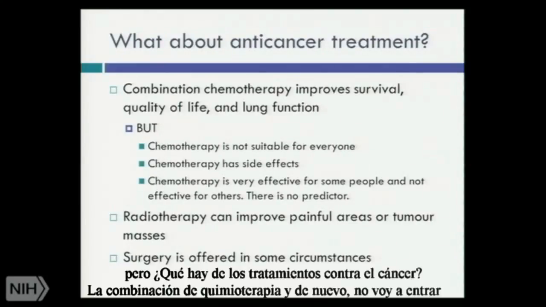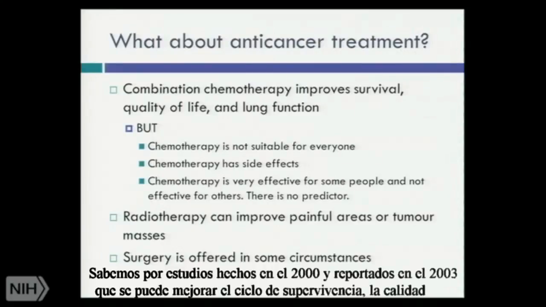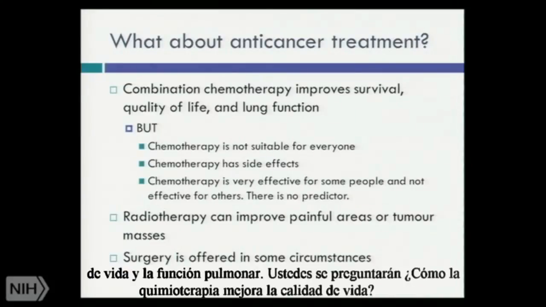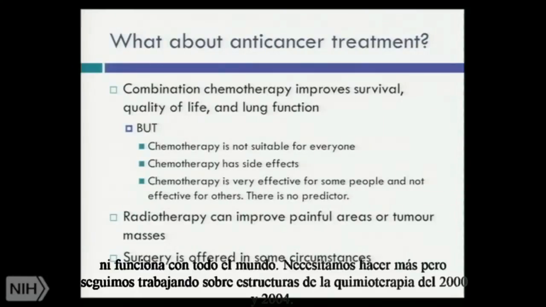So combination chemotherapy, and again, I haven't gone into a whole lot of detail here, but we're talking about drugs such as cisplatin and pemetrexed, or carboplatin and pemetrexed. We know from studies reported in 2003 that it can improve survival and quality of life and lung function. You may ask, how does chemotherapy improve quality of life? Well, if it is actually reducing tumour bulk and tumour symptoms, yes, it can improve quality of life. Clearly that's not in everybody, because it doesn't work in everybody.